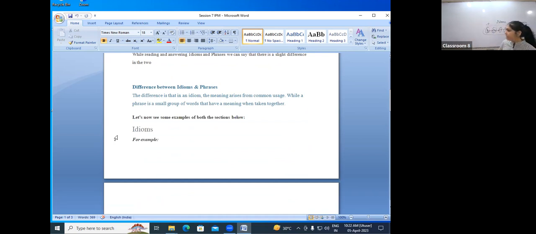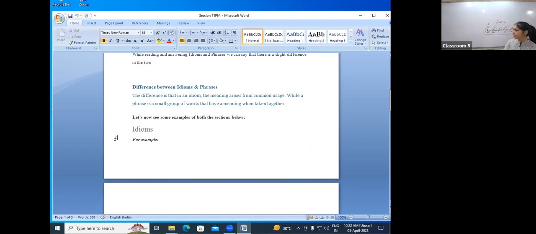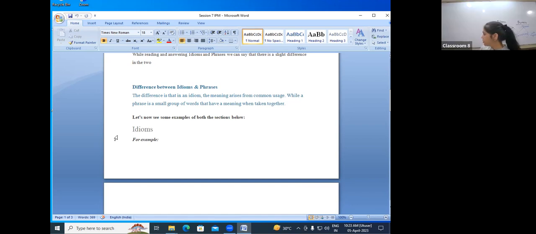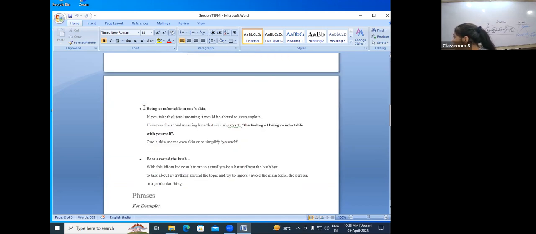So over here they say the meaning arises from common usage, while a phrase is small but has meaning when taken together. Are we clear with the difference? Rahul, can you just quickly explain the difference between idioms and phrases? Idioms and phrases are basically similar, but idioms are figurative, whereas phrases are non-figurative. Idioms generally don't mean what they are actually saying, whereas phrases are more realistic. Yes, that's also good.